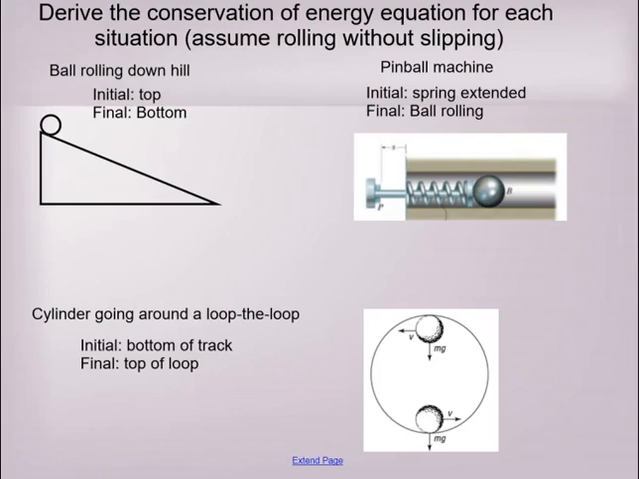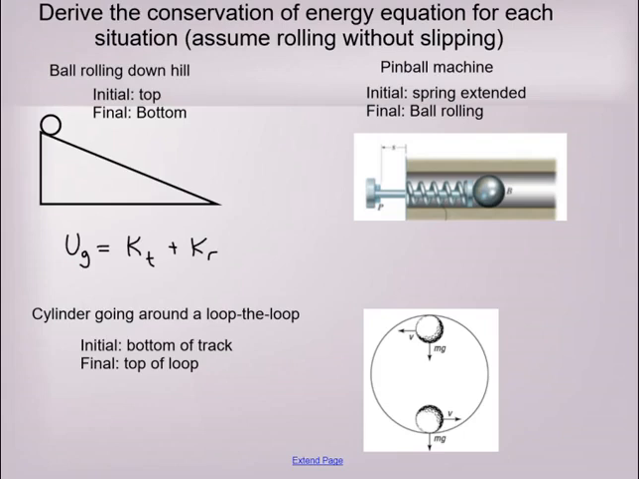So we're going to do a lot of conservation of energy things with rolling objects, since energy is conserved as mechanical. A common example is a ball rolling down a ramp or a hill. To start, there's going to be gravitational potential energy. And then at the bottom, there's going to be both translational and rotational kinetic energy.